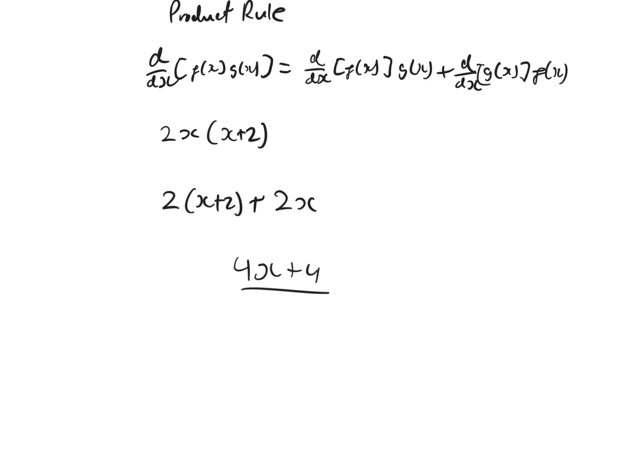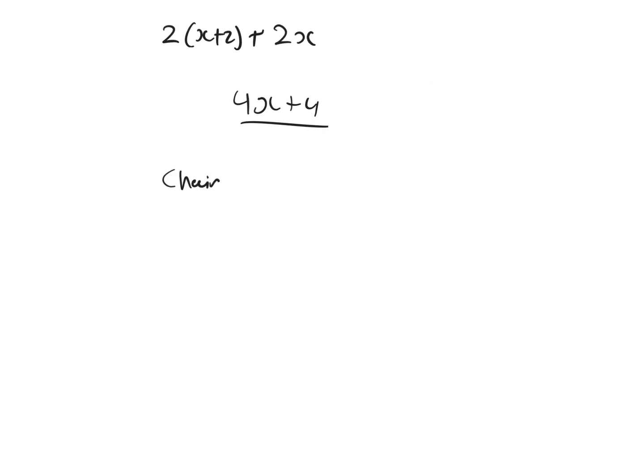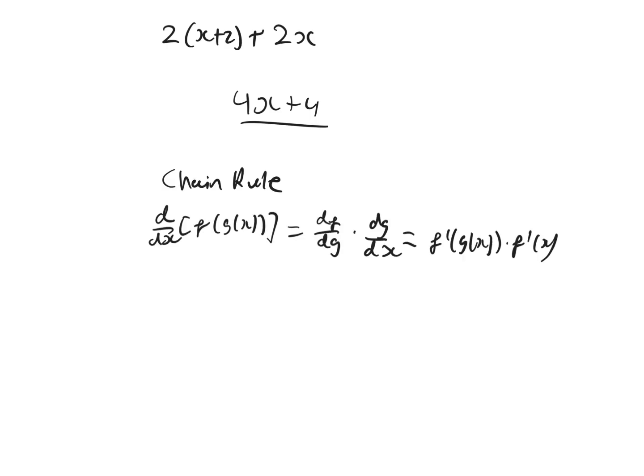One of the most important rules is the chain rule for composite functions. Now, here we have the chain rule written out. The derivative of f of g of x is df over dg times dg over dx, or f prime of g of x times g prime of x. Basically, it's the derivative of f with respect to g times the derivative of g with respect to x.